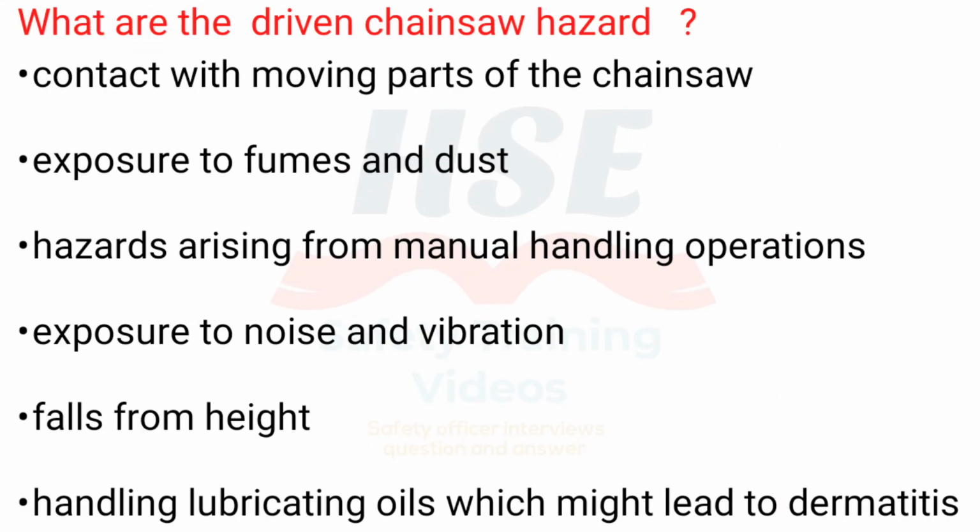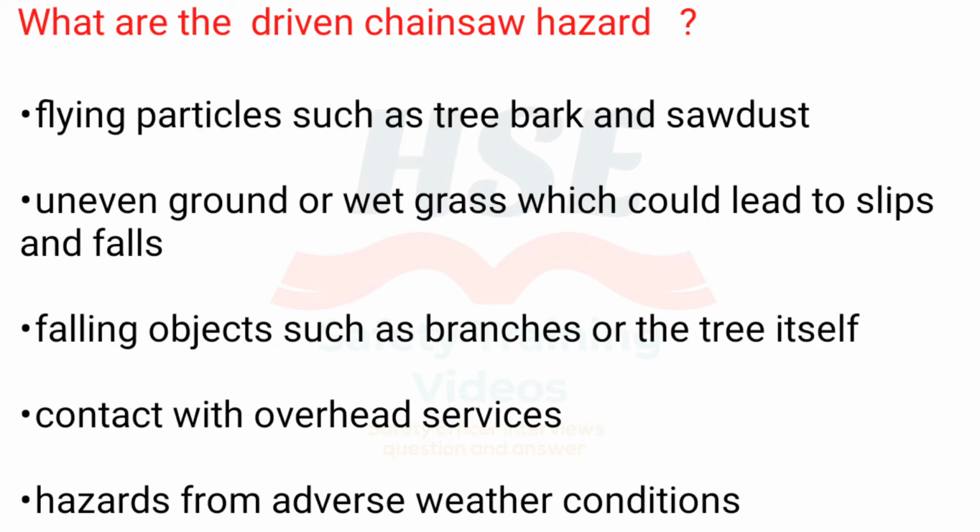What are the hazards of a petrol-driven chainsaw? Contact with moving parts of the chainsaw. Exposure to fumes and dust. Hazards arising from manual handling operations. Exposure to noise and vibration. Falls from height. Handling lubricating oils which might lead to dermatitis.